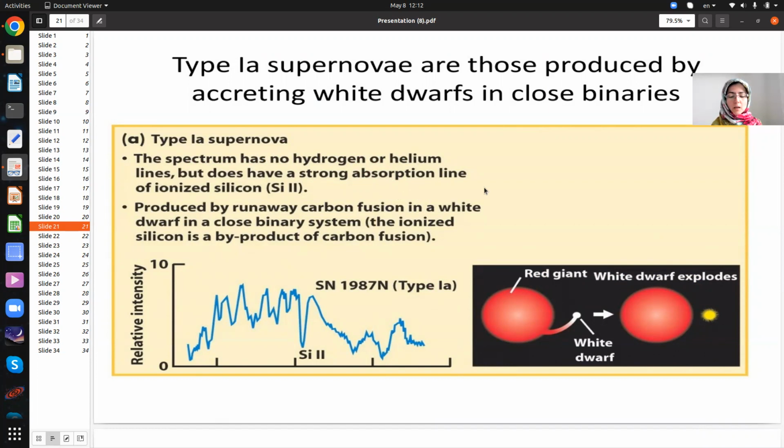And supernova type 1A has a spectrum with no hydrogen or helium lines, but does have a strong absorption line of ionized silicon II, produced by runaway carbon fusion in a white dwarf in a close binary system. The ionized silicon is a byproduct of carbon fusion. As you see here, the red giant and the white dwarf explode. The white dwarf and red giant are in binaries.